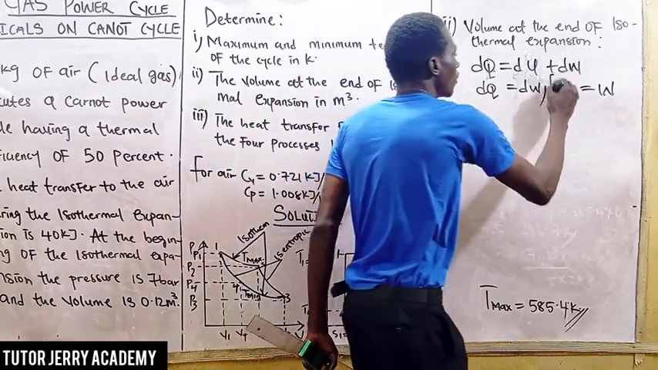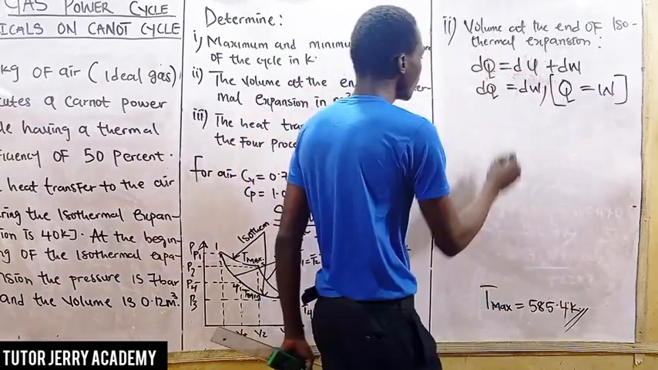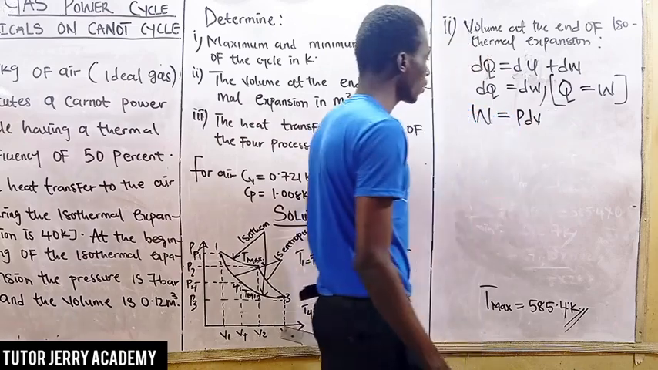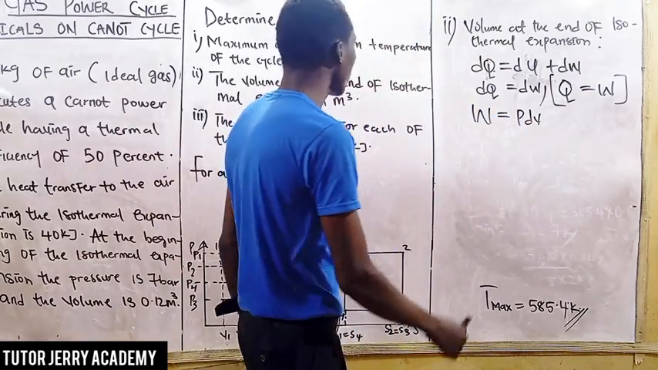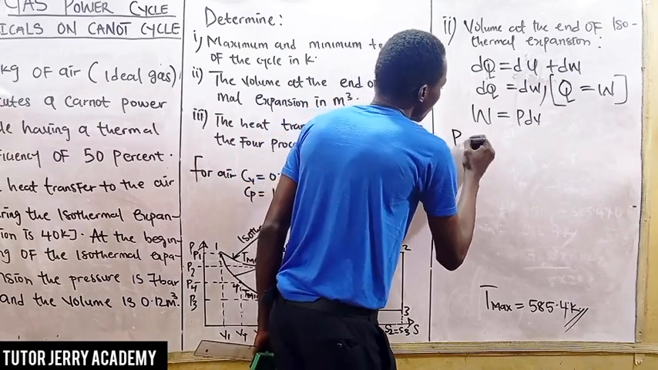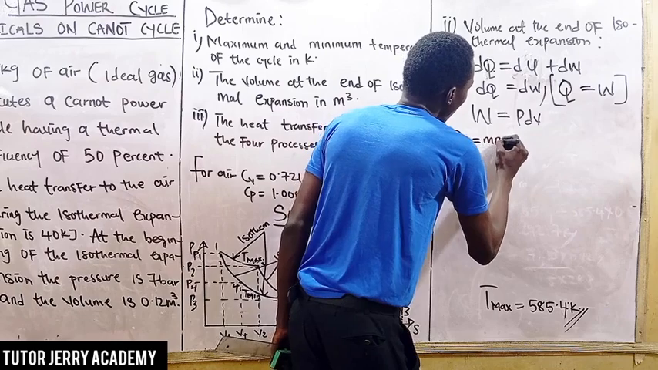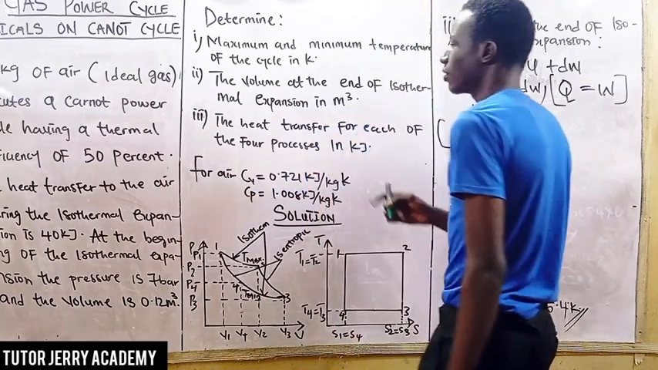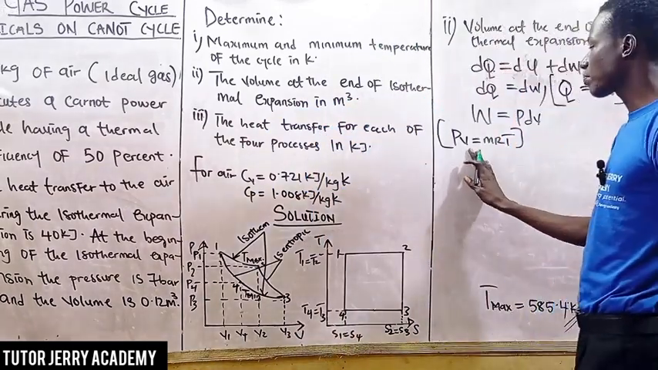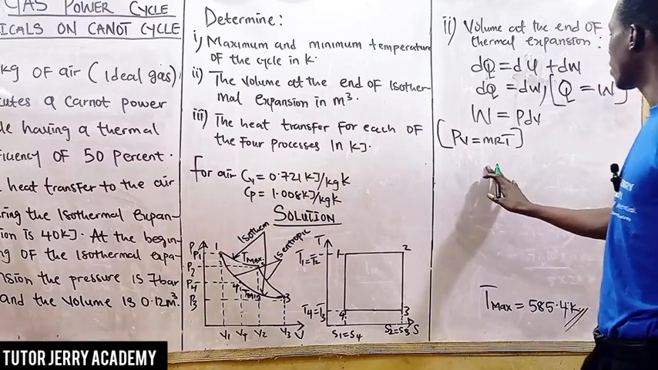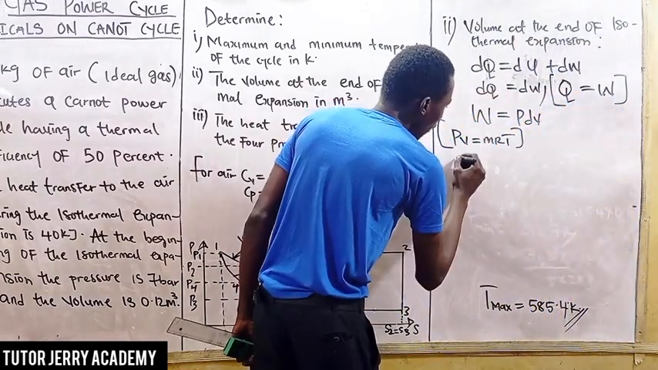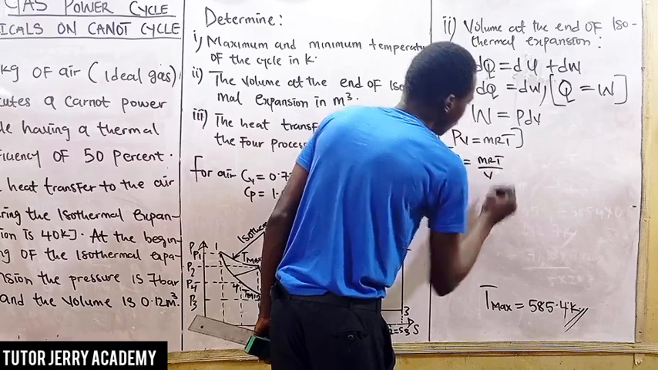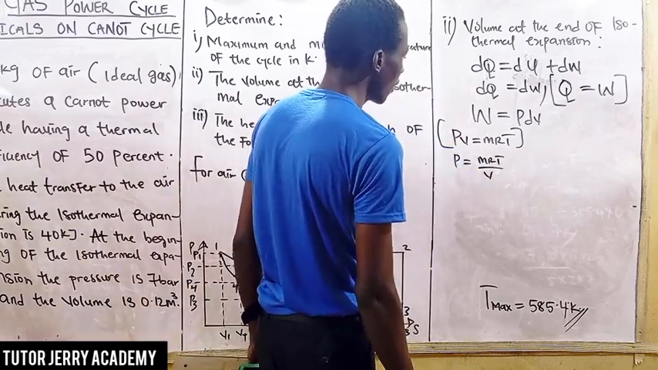Now, take note of this. We are going to be making reference to it. We know that dW is equal to P dV. We also know that PV is equal to MRT. I've made reference to this earlier on ideal gas. Of course, for an ideal gas, PV is equal to MRT. So if I make P the subject here, I will have P equal to MRT all over V.